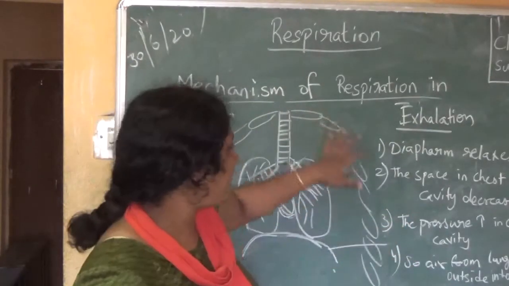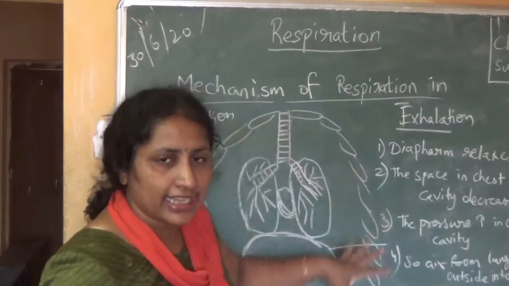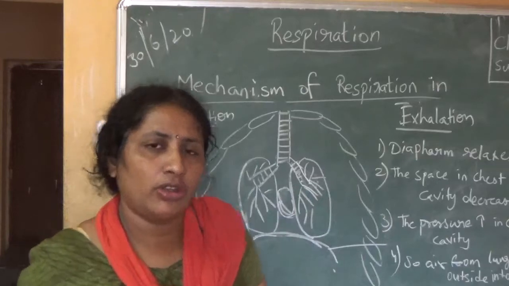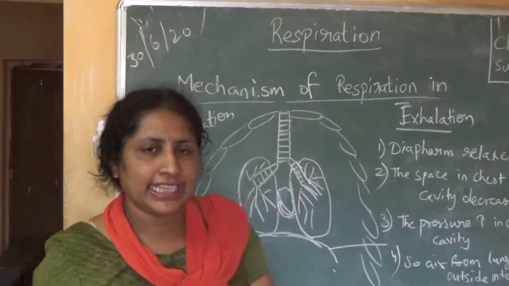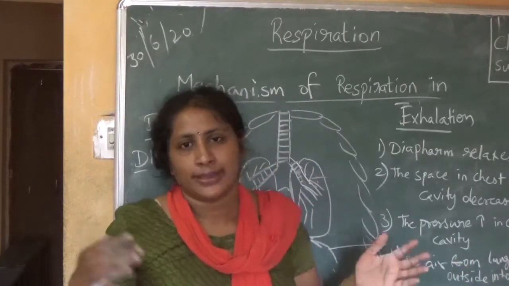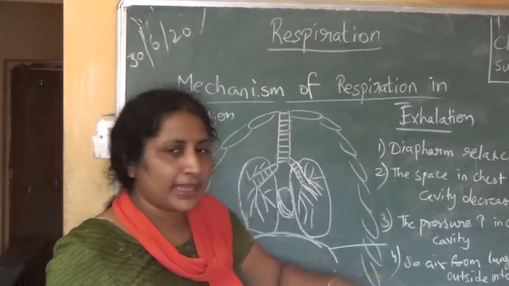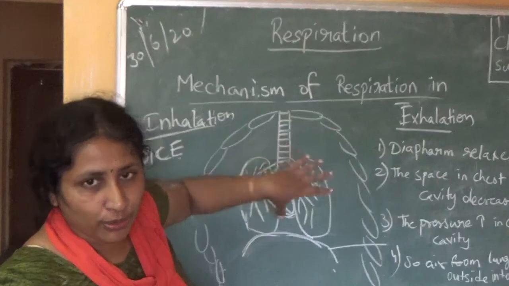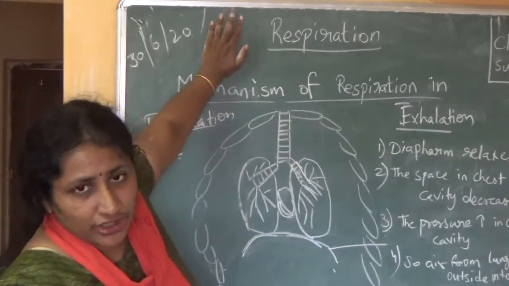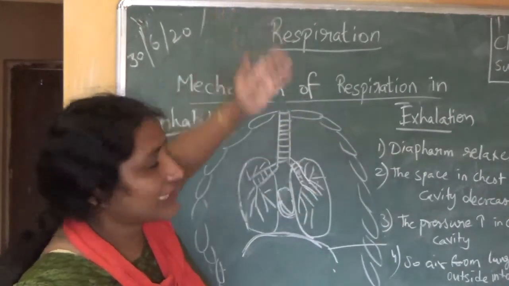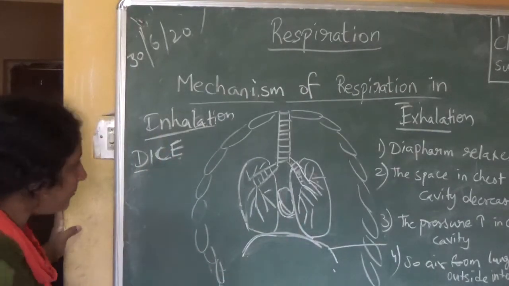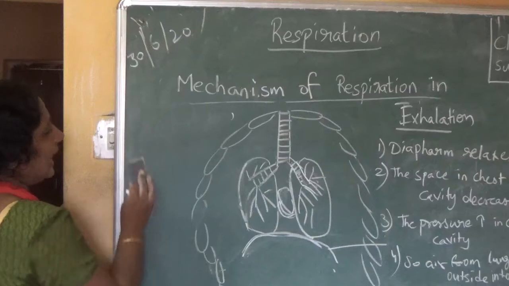So what happens? The pressure in the lungs and in the chest cavity also increases. We know if the space is decreased, what happens to pressure? The pressure increases. So whatever air is present in the lung, due to more pressure, and the atmosphere has less pressure, it is sent out.